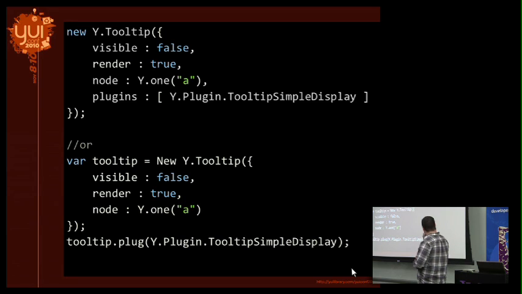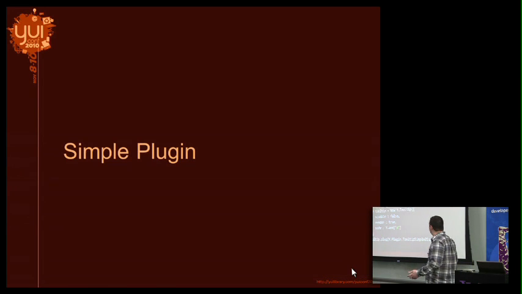So let's just go real quick into how you plug in to a widget. It's pretty simple. When you're instantiating the widget, you can set the plugins property. You can pass it either an array of plugin objects, you can pass it a single plugin object, or if you need to specify a configuration for that plugin, you can get more complicated. You can also plug it in after it's been instantiated using tooltip.plug. There's also tooltip.unplug. Those are provided by Widget because it's got plugin host mixed into it, so those are free.